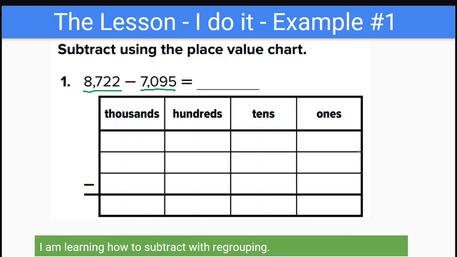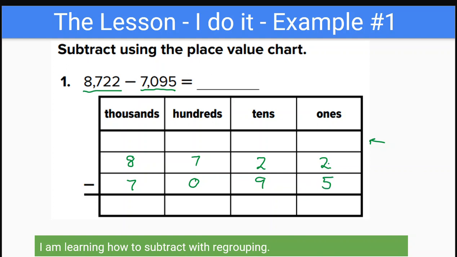We're not going to use this top row because we're going to use that top row for regrouping. So we're going to start it right here. So 8,720, that's 2 tens, 2. Take away 7,095. Take away 7,000, no hundreds, right? 9 tens for 90, and then 5. All right, let's start subtracting.